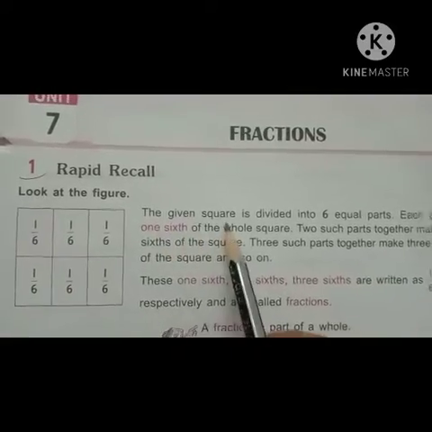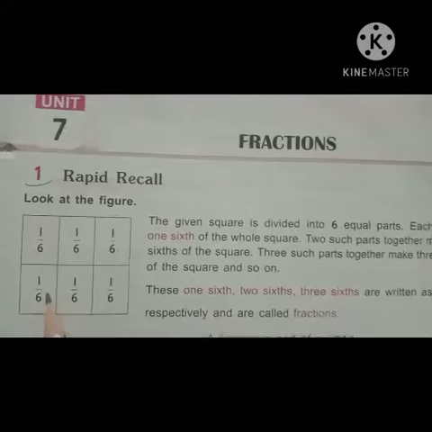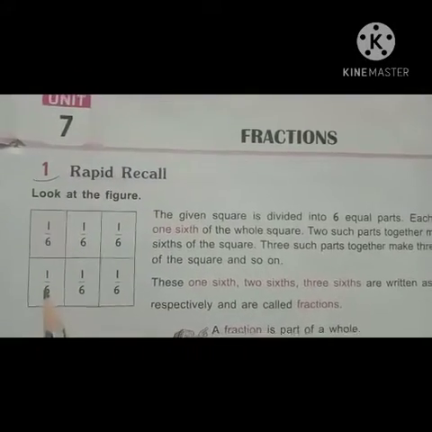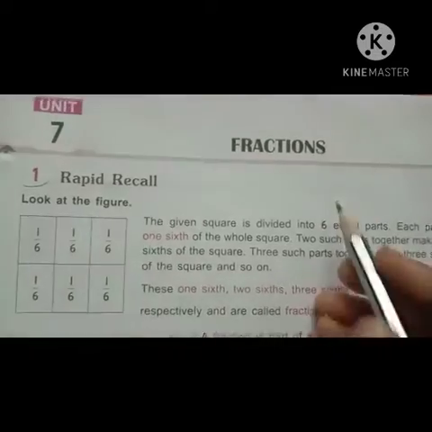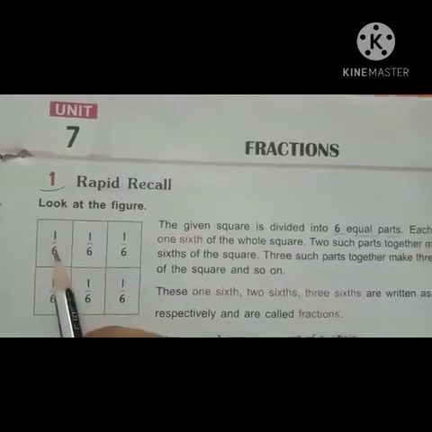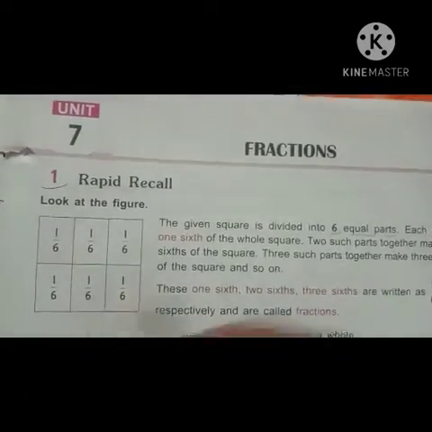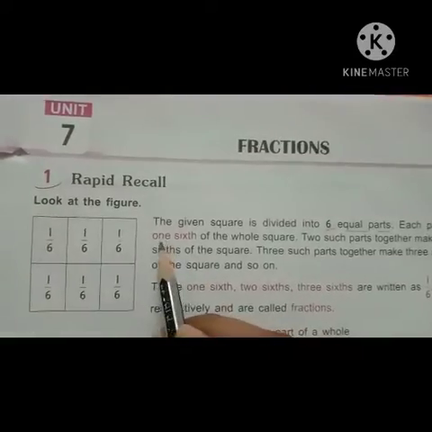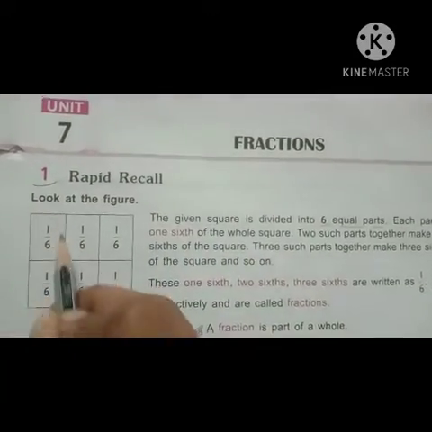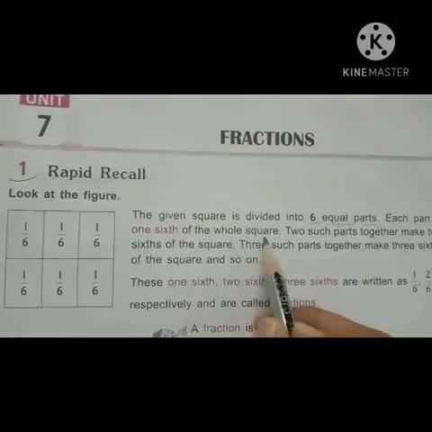Yes, the given square is divided into 6 equal parts. Here, how many parts are there? 1, 2, 3, 4, 5, 6. 6 equal parts. So each part is 1/6 of the whole square. Here each part is how much? It is 1/6 of the whole square.